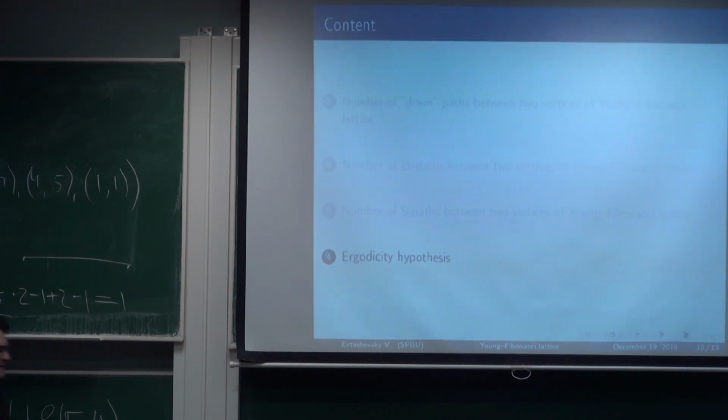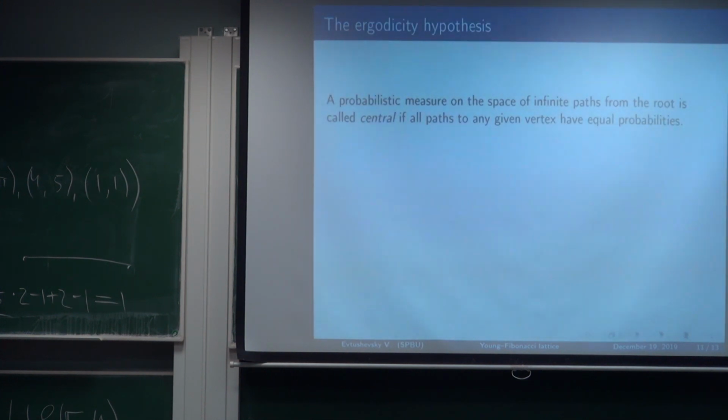Okay, and then I continued studying Young-Fibonacci lattices, and my next problem is the ergodicity hypothesis. This problem is more serious. What is it? First, I need some definitions.